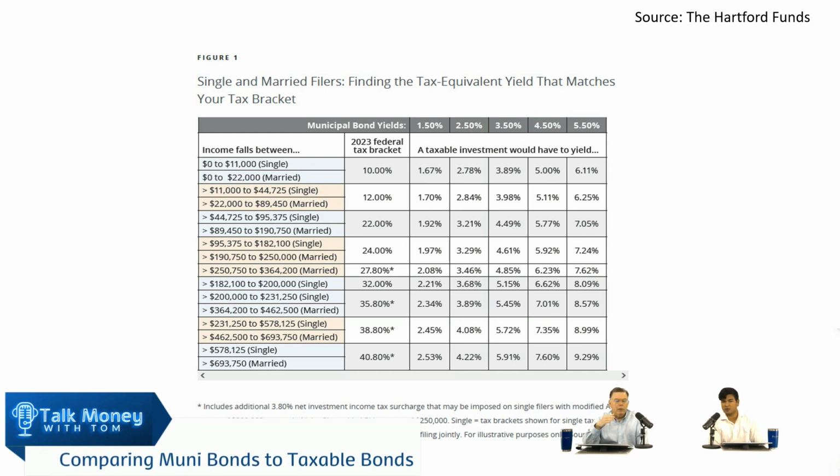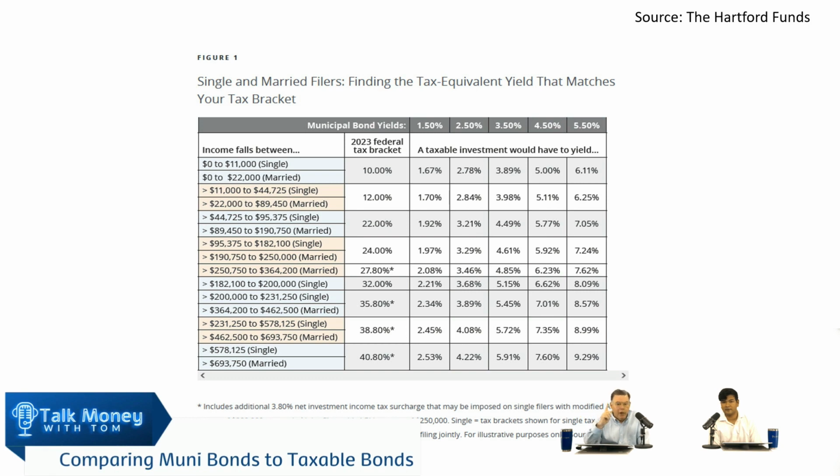If we look at 3.5, and you're in the 10% bracket, you'd need 3.89%. It depends on single or married, and 3.98 for the 12%, et cetera. But you end up with the same return, even though you pay taxes.